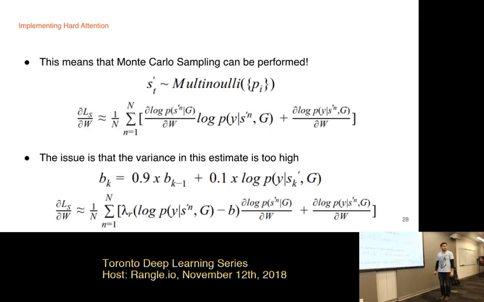Question. Why is the variance so high? Because you're taking the derivative of the log of a probability with respect to the weights. The probability is between 0 and 1, the log is between minus infinity and 0, and the derivative of that with respect to the weight can be huge.